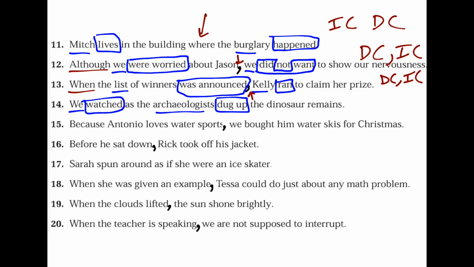14, we watched, archaeologists dug up. That's sort of a phrasal verb, dug up. We have this subordinating conjunction as, IC DC. In the next several, this is a dependent clause, and then an independent, dependent, independent, independent, dependent, dependent, independent, dependent, independent, dependent, independent.